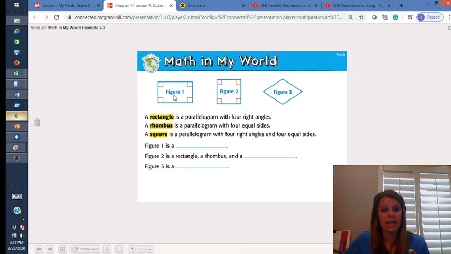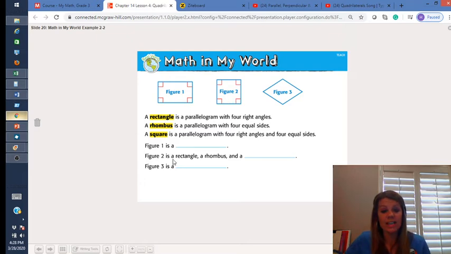So figure 1 is what? What would you call that? You'd call it a rectangle. It can't be a square because these two sides don't equal those two sides, right? And it can't be a rhombus because same thing, all of the sides are not the same length.